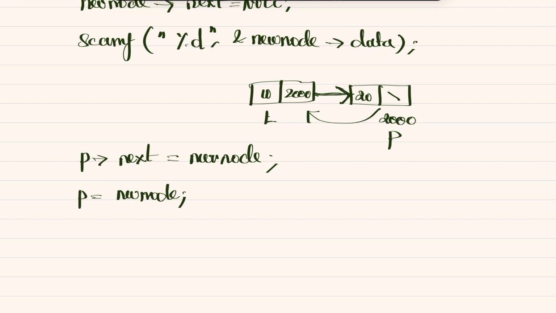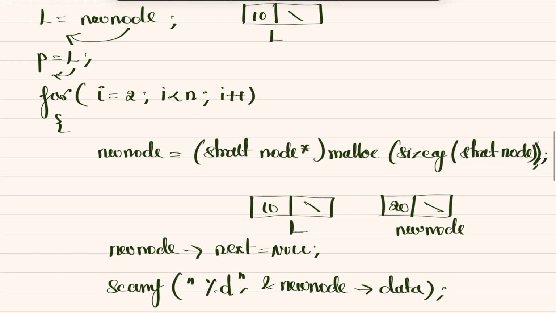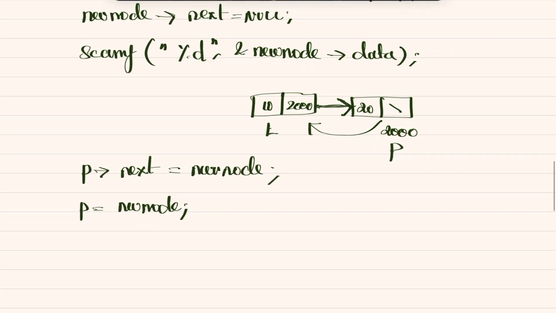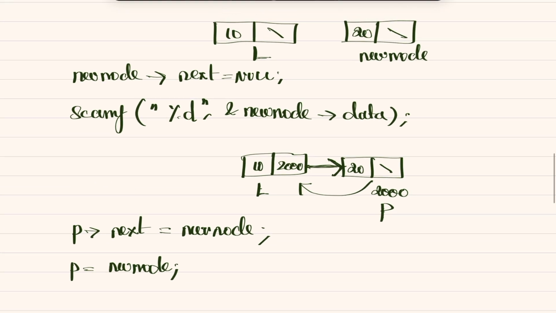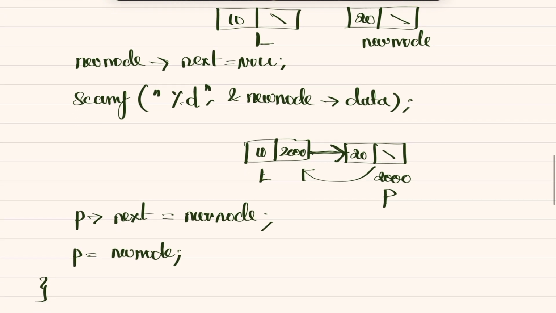In case I want to insert one more node, the for loop will be executed so many times. Here I equal to 2, I less than n, I plus plus. Already I said the n value is 5. Now we are going to do the same operation. So this operation will take place as many times to insert so many nodes.